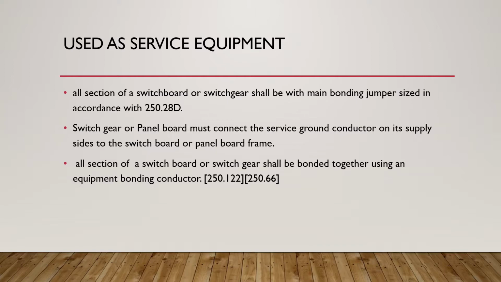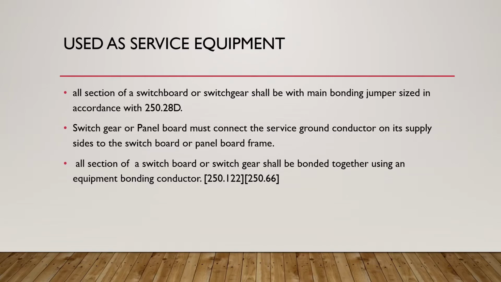Next thing we're going to look at is the service equipment. All sections of the switchboard or switchgear shall be bonded with a main bonding jumper sized in accordance with 250.28. Next thing we're going to look at is the switchgear panelboard, and that must be connected to the service ground on the supply side to the switchboard or the panelboard frame.